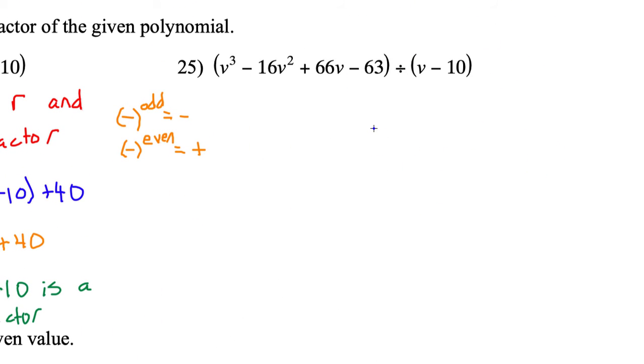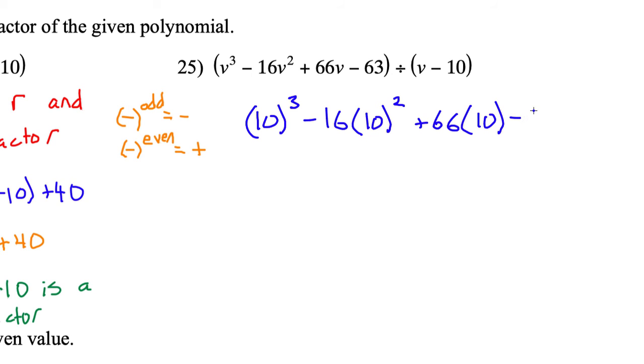All right, so I'm going to use my shortcut again. I'm plugging in 10. So it's going to be 10 to the power of 3 minus 16 times 10 to the power of 2 plus 66 times 10 minus 63. All right, 10 to the power of 3, 1,000. 10 to the power of 2 is 100. 100 times 16, you just add on the 2 zeros, so minus 16 with 2 zeros. And then plus 66 with another 0, and then minus 63.